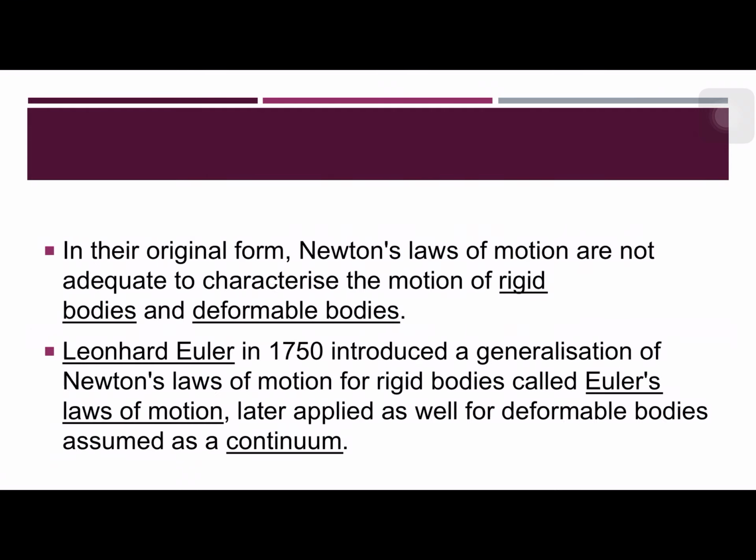So this is one limitation, and in their original form, Newton's laws of motion are not adequate to characterize the motion of rigid bodies and deformable bodies. Leonhard Euler in 1750 introduced a generalization of Newton's laws of motion for rigid bodies called Euler's laws of motion. So whatever laws of motion we are employing to understand the motion of normal objects, it is Euler's laws of motion, but not Newton's laws of motion.